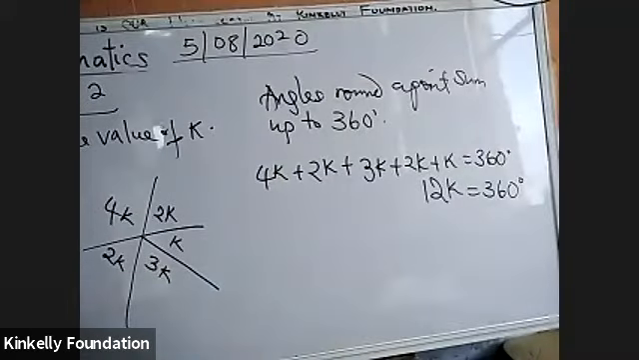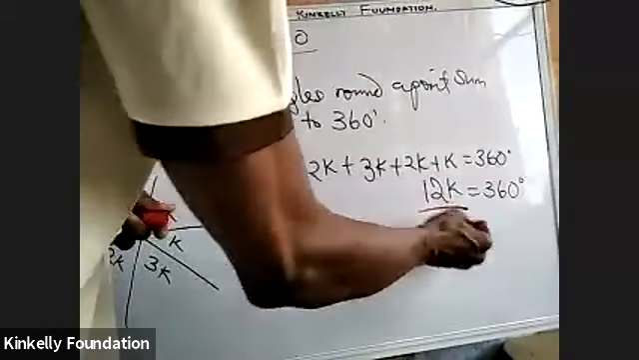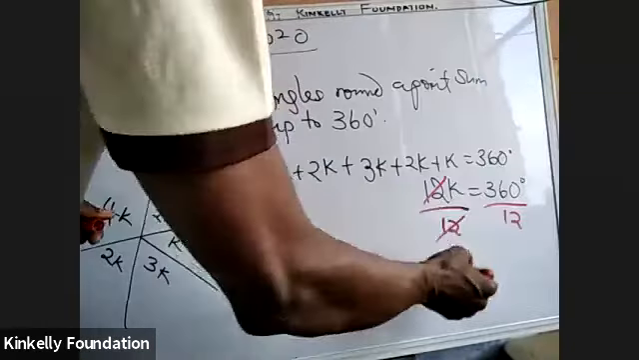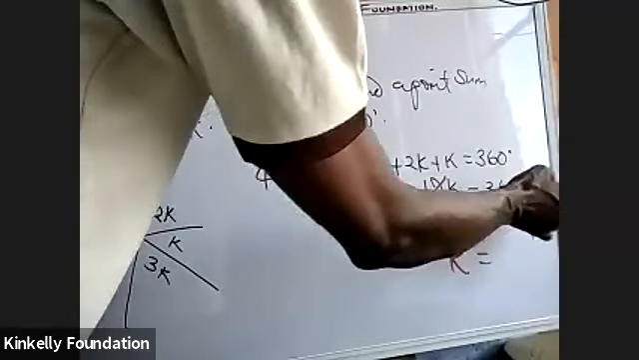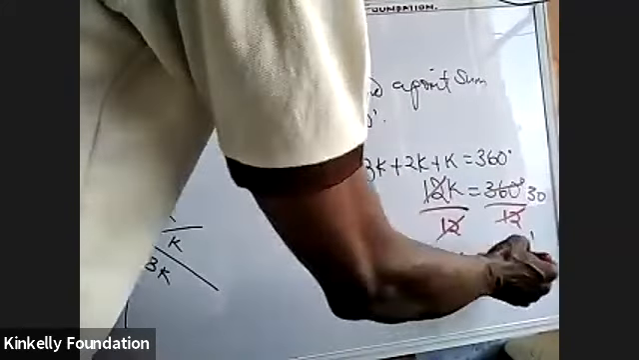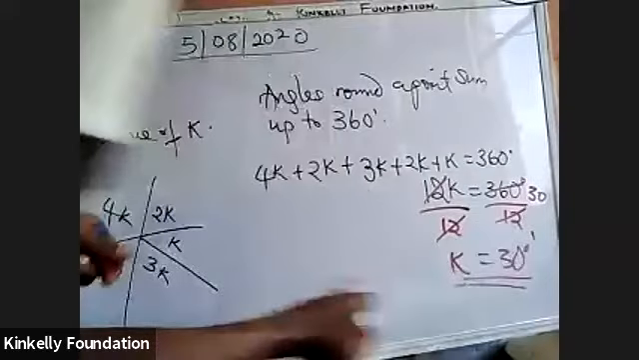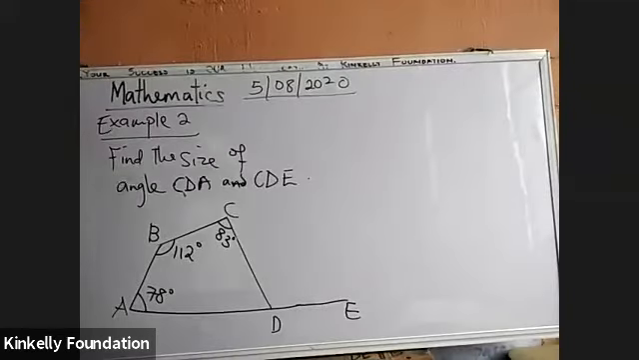We now divide both sides by 12. When you divide both sides by 12, 12k divided by 12 gives us k, and 360 divided by 12 is 30. So k is equal to 30 degrees. That's the value of k.